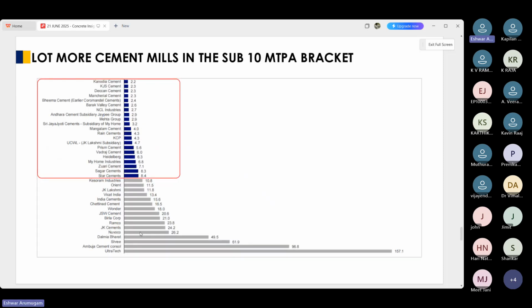If we see, a lot of cement mills are in the sub 10 million tons per annum bracket. So these companies come under the risk of being acquired by a larger player.